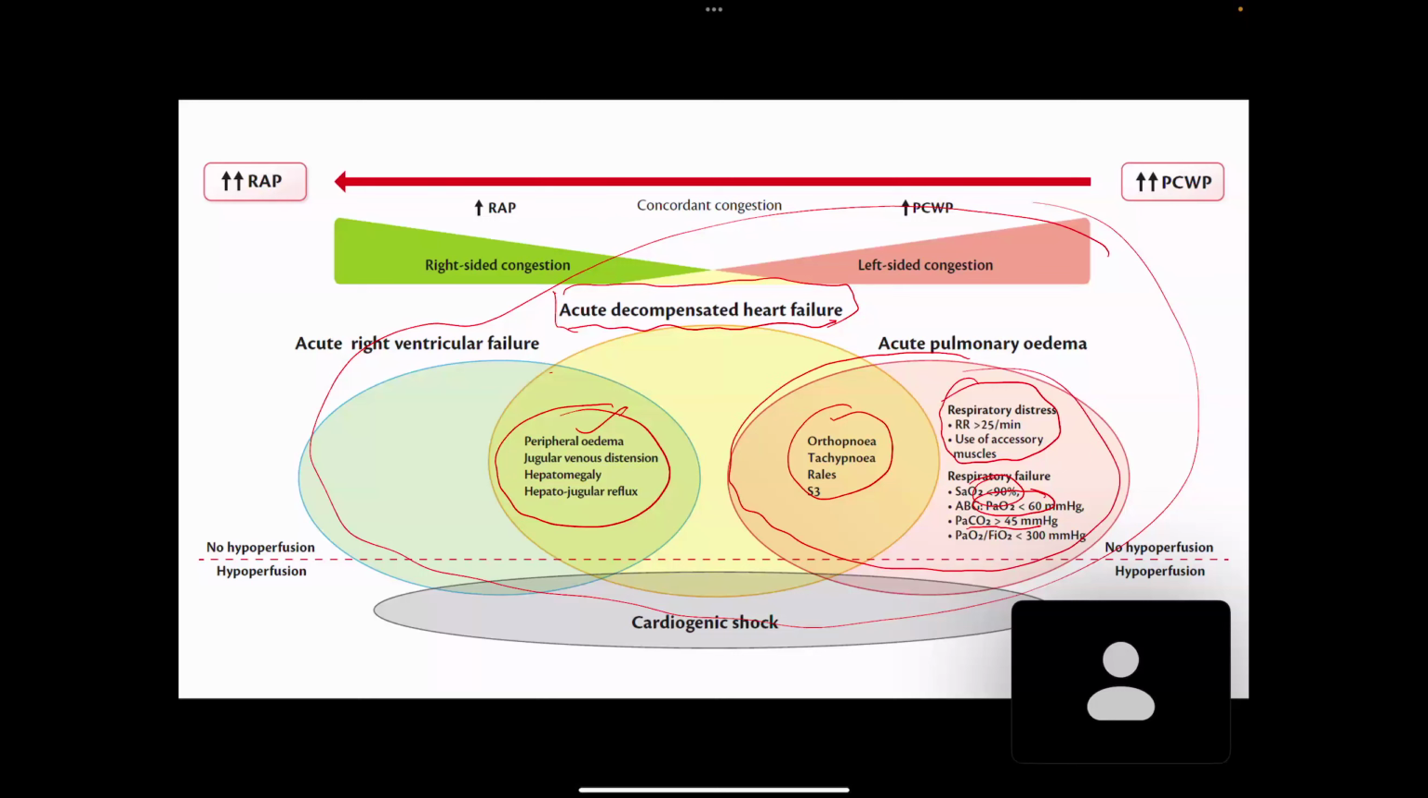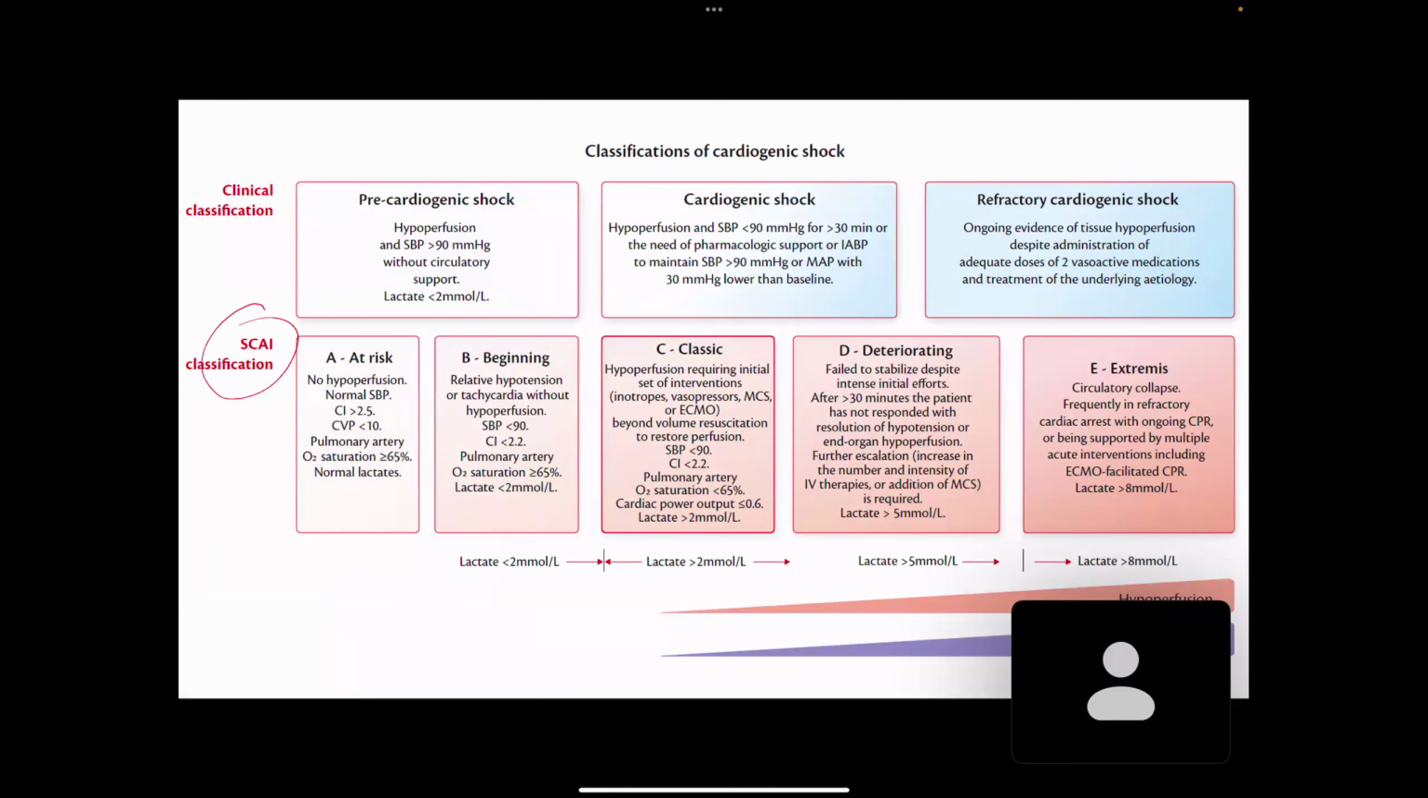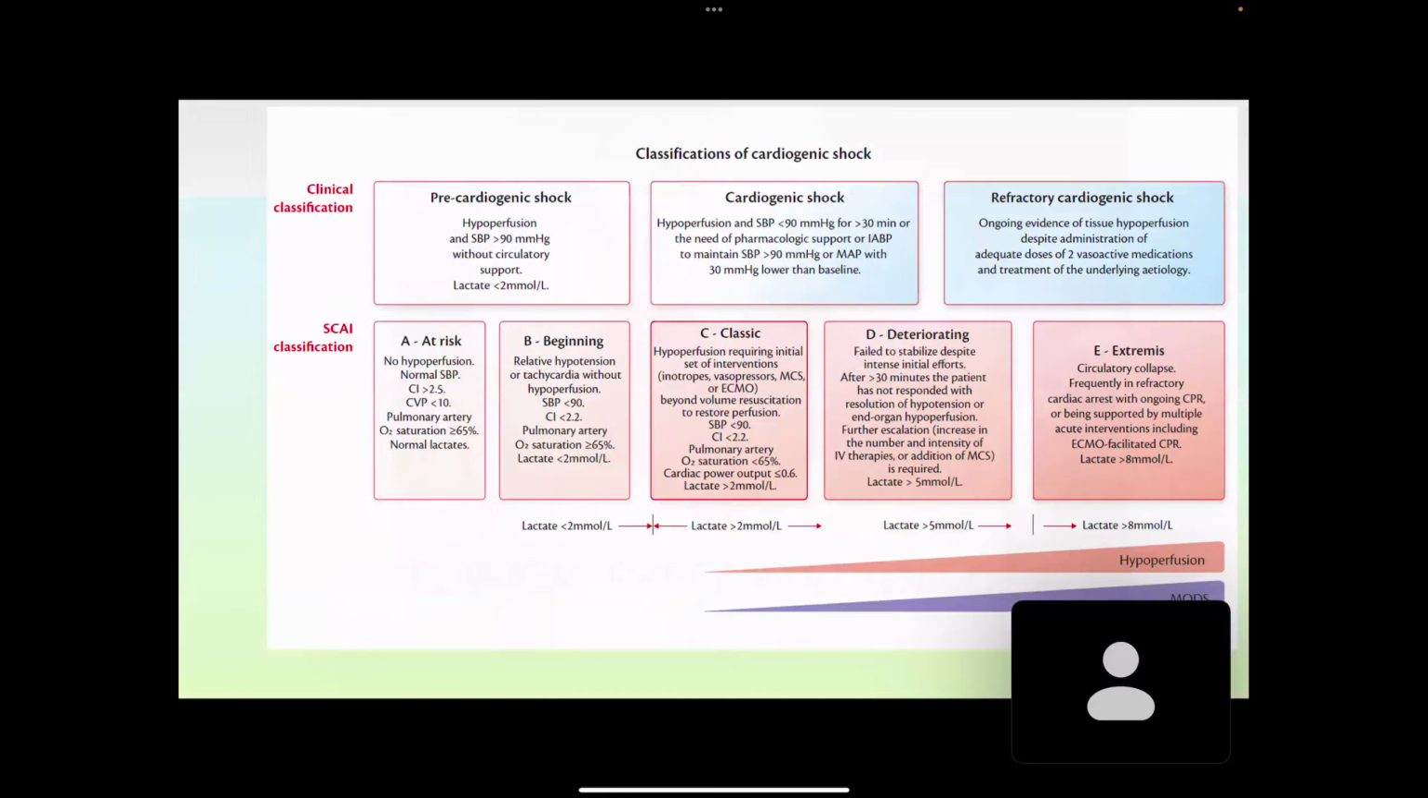And similarly, patients with right ventricular failure also have some common features with acute decompensated heart failure. And if the perfusion pressures are reduced, ultimately all these patients will land up in cardiogenic shock. So it is basically a mixture of these presentations. Now, this is the SCAI classification for cardiogenic shock. I won't be going into details, but everybody should go through it.